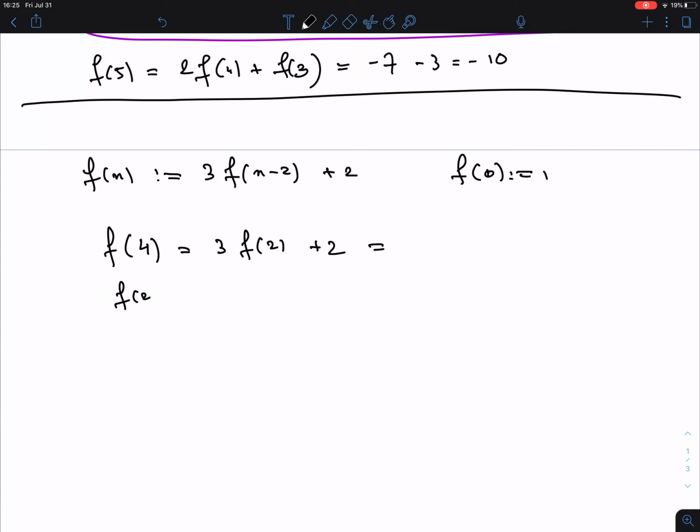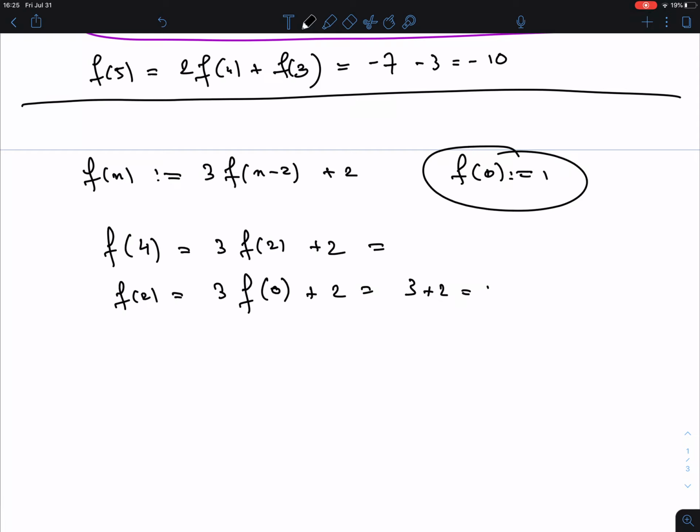So what is f2? I don't know what f2 is yet, so that is 3 times f of, subtract 2 again, so go 2 back, that is f0, plus 2. And I know that is 1, so that is 3 plus 2, so this is 5. And therefore, if this is 5, then f4 is 3 times 5, which we already calculated, that is 15, plus 2 is 17, right? So f4 is 17. Okay, so this function is well defined.